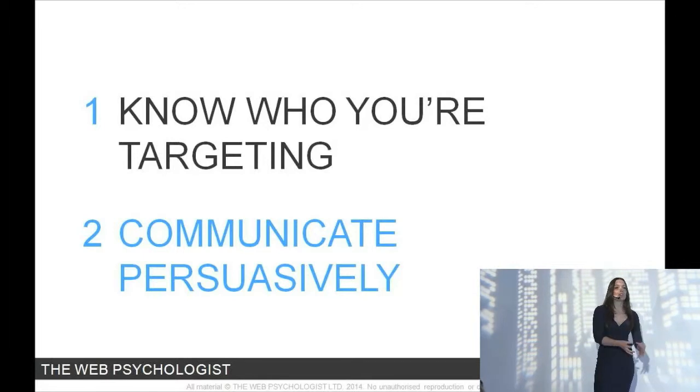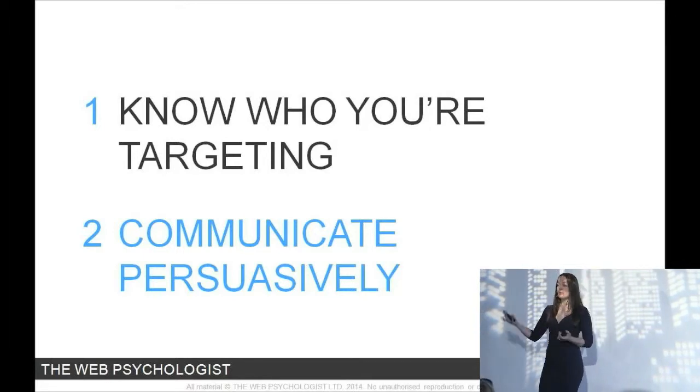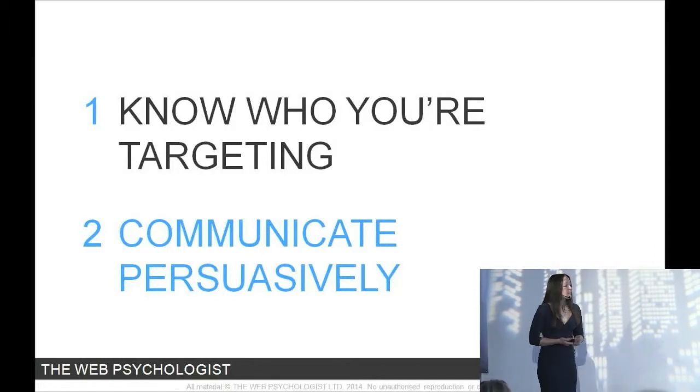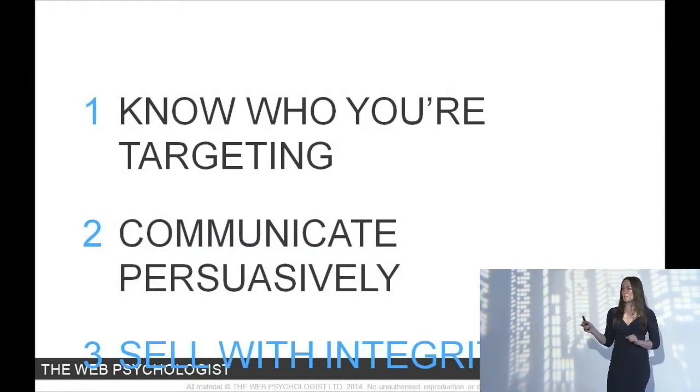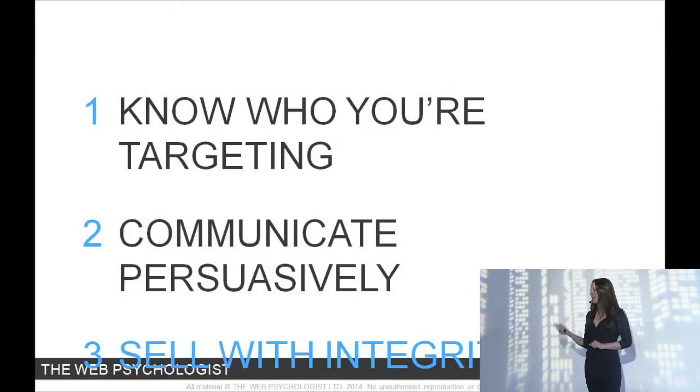So the message that you send out on Twitter might be phrased or packaged a different way than it would be on LinkedIn, for instance. The third and final secret to being successful online is the ability to understand how to apply psychological persuasion techniques to sell with integrity. Now, this final point is really important.